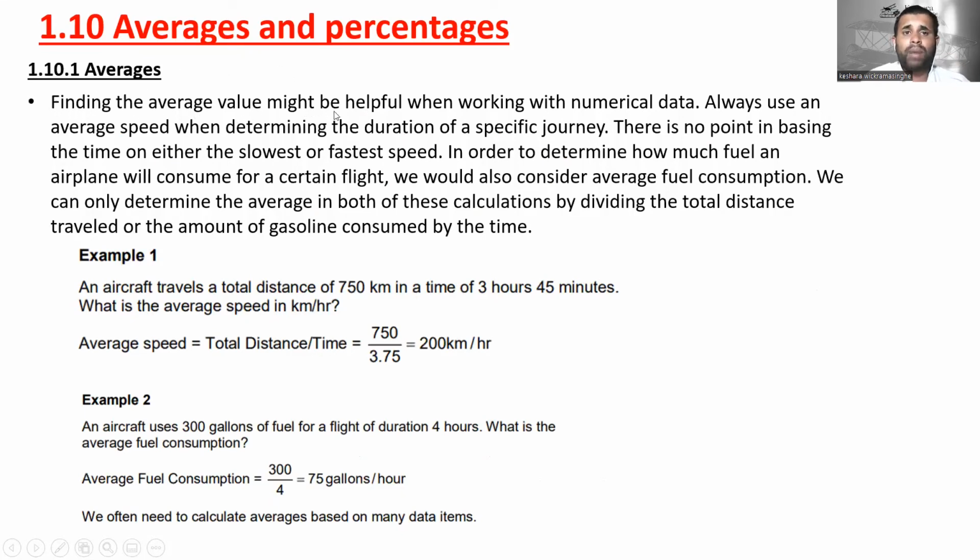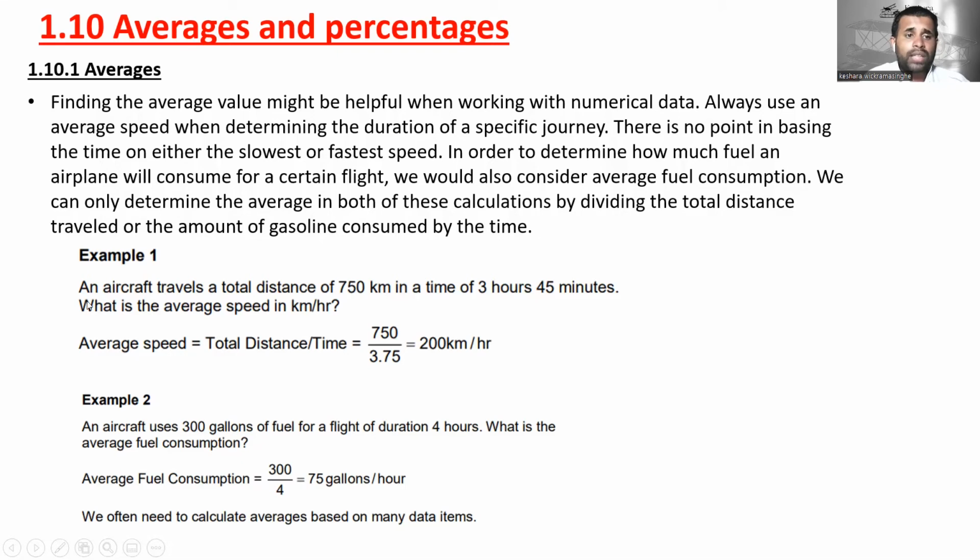So now let's go to the averages and percentages. Averages: finding the average value might be helpful when working with numerical data. Always use an average speed when determining the duration of a specific journey. There is no point in basing the time on either the slowest or fastest speed in order to determine how much fuel an airplane will consume for a certain flight. We would also consider average fuel consumption. We can only determine the average in both of these calculations by dividing the total distance traveled or the amount of gasoline consumed by the time.